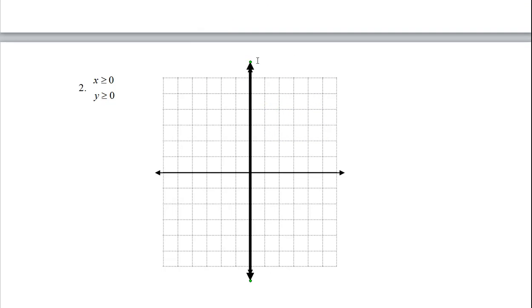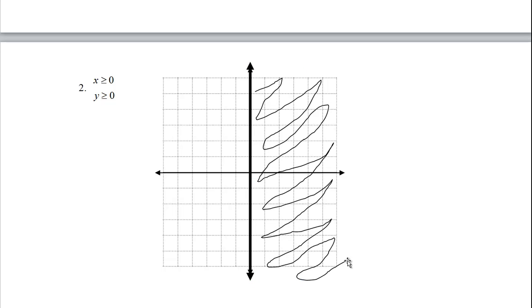Now if I shade, it says x is greater than or equal to 0. Well, I either shade this side or this side. Now the x values on this side are the values that are greater than or equal to 0. So I need to shade this side. So let me go get a little pen. I know you can do better on yours. I just thought that was cool. Okay. So I shaded those values where x is greater than or equal to 0.